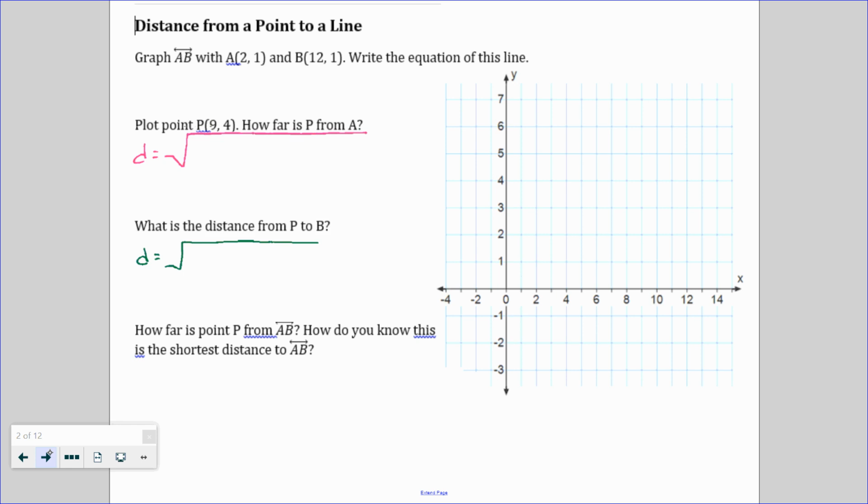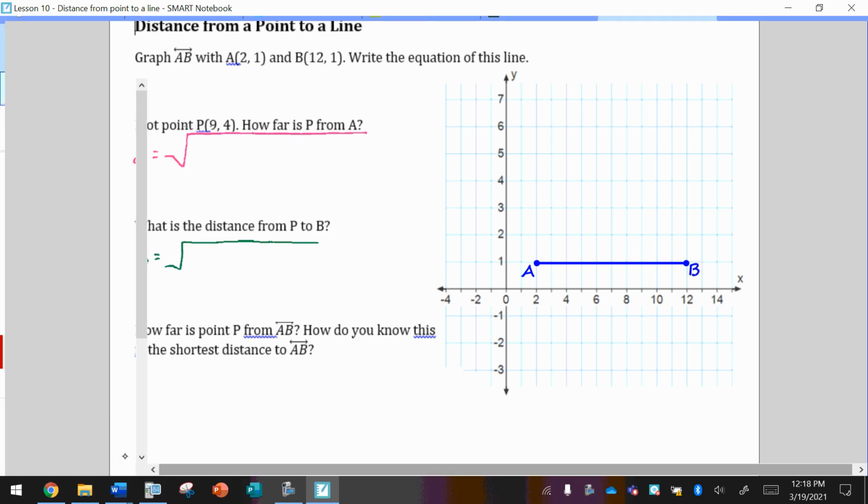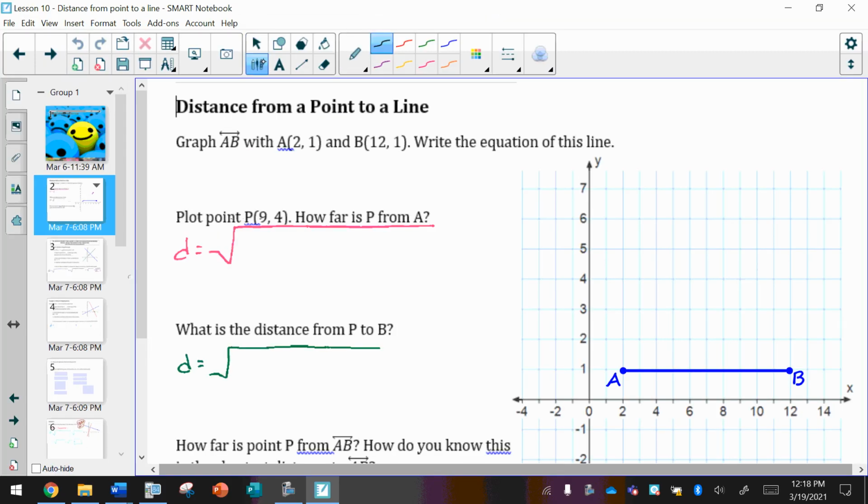We're going to first graph line AB with point A at (2, 1) and point B at (12, 1). Now this is a nice, neat horizontal line, easy to count how long it would be, but this is a line, so actually I guess I should adjust my picture because a line should not have endpoints.